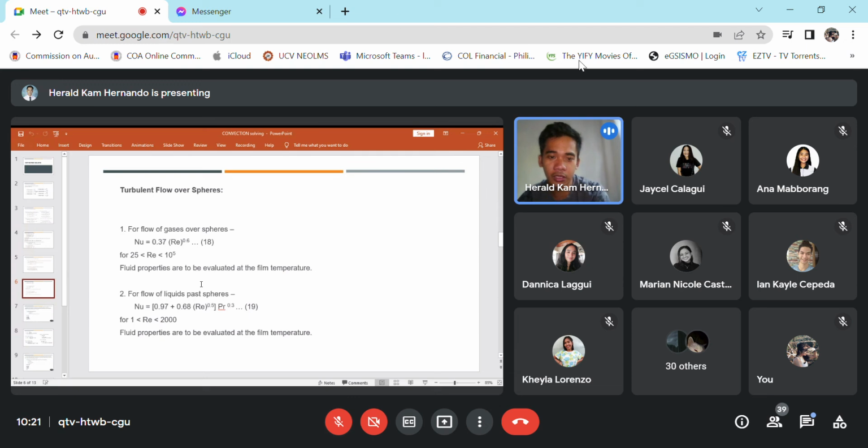For turbulent flow, the Nusselt number is equal to 0.37 times the Reynolds number raised to 0.6. And in another equation, the Nusselt number is 0.3 plus the quantity 0.62 times the Reynolds number raised to 1/2, multiplied by the Prandtl number raised to 0.3.